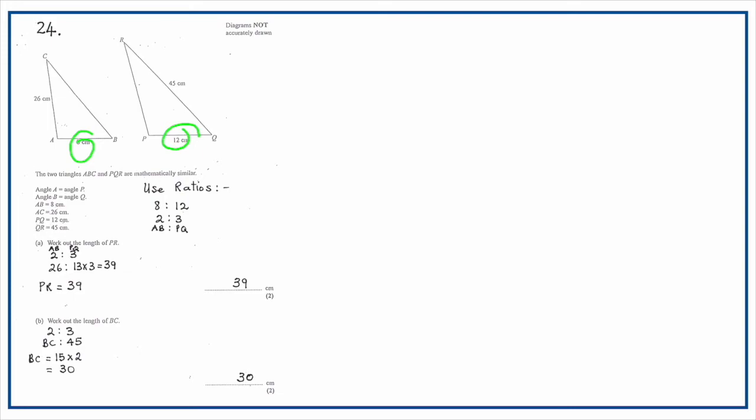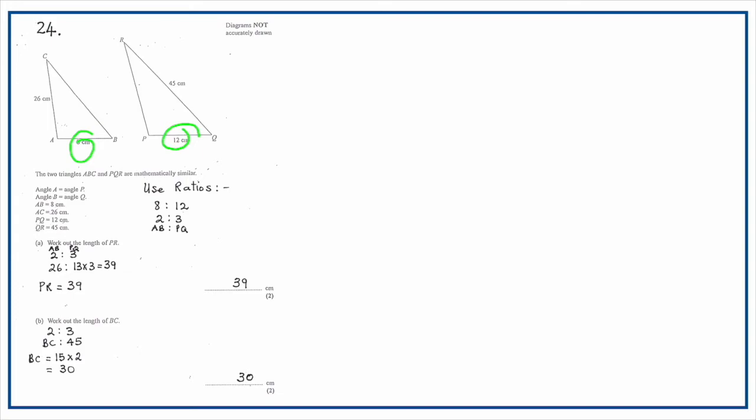Well, the ratio still applies. So 2 is to 3, so BC is to 45. 3 into 45 is 15. 15 times 2 is 30. So BC equals 30 centimeters. Length BC is 30 centimeters.